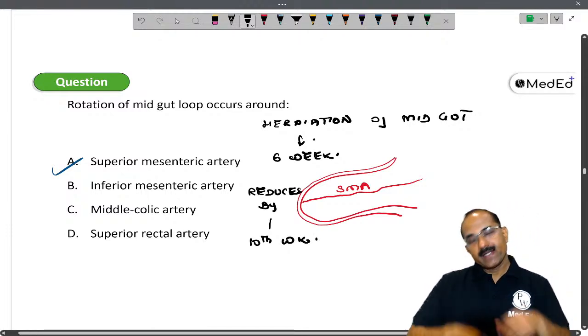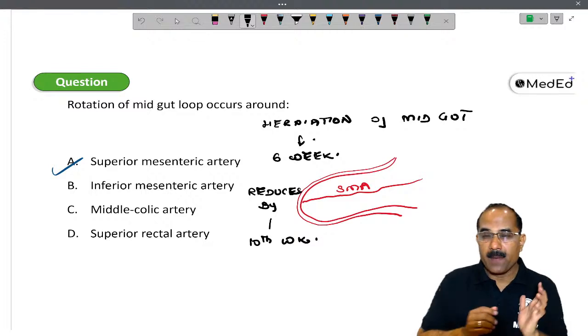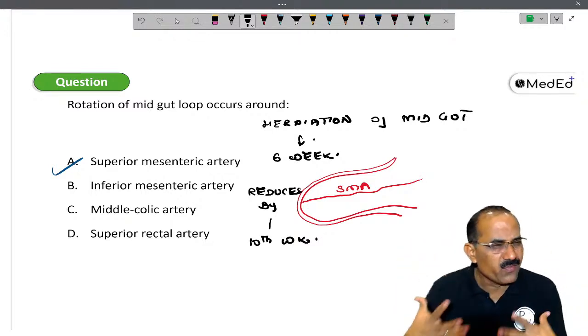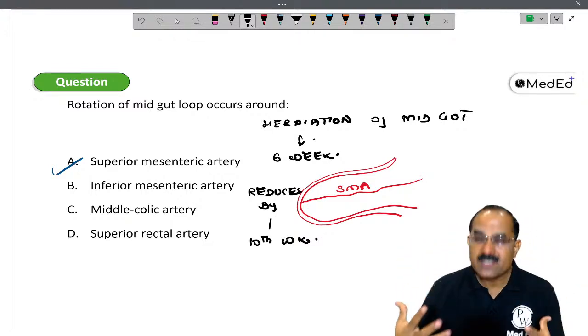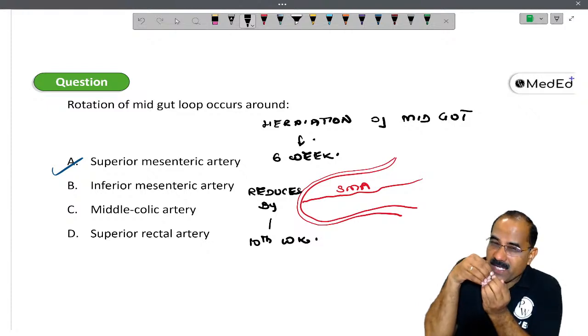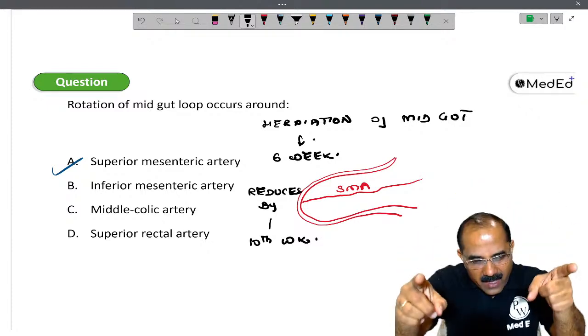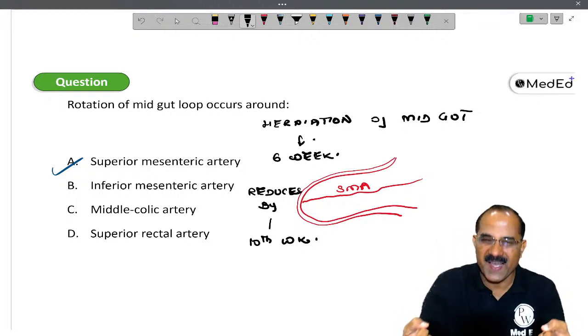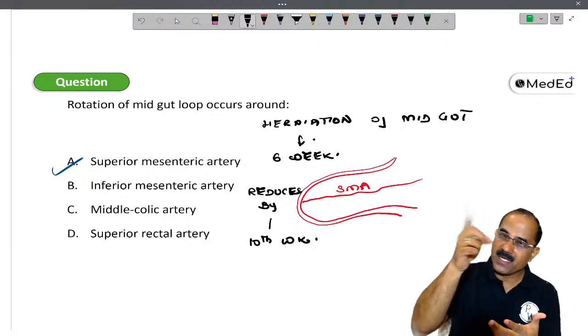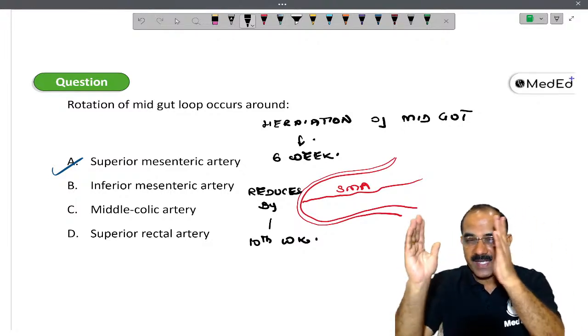Okay, so why does the midgut loop come out of the abdomen? Because the liver is growing very fast on the right side, and because the liver is growing very fast, there's no place for the midgut, so the midgut comes out of the umbilicus. इसे हम बोलेंगे physiological hernia. And when does this occur? By 6 weeks of intrauterine life.